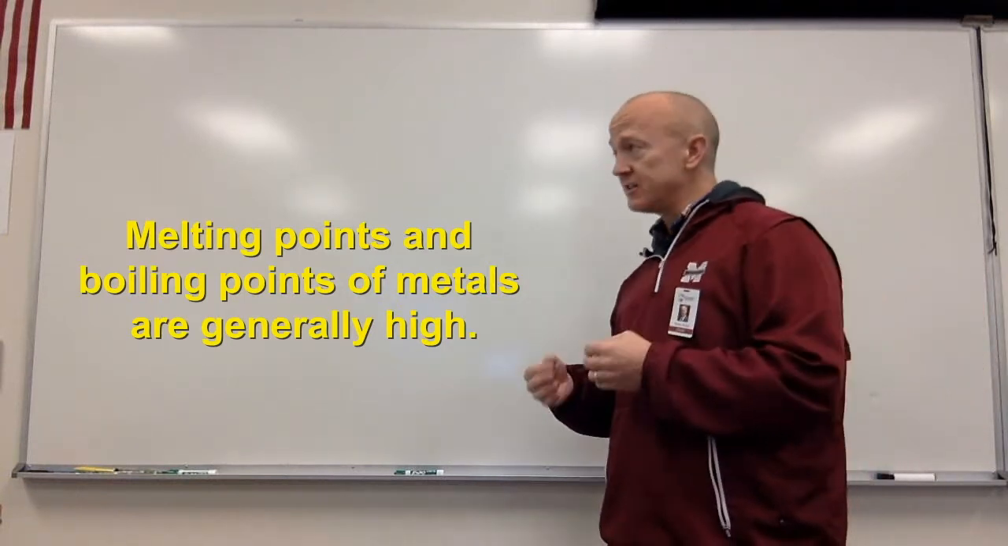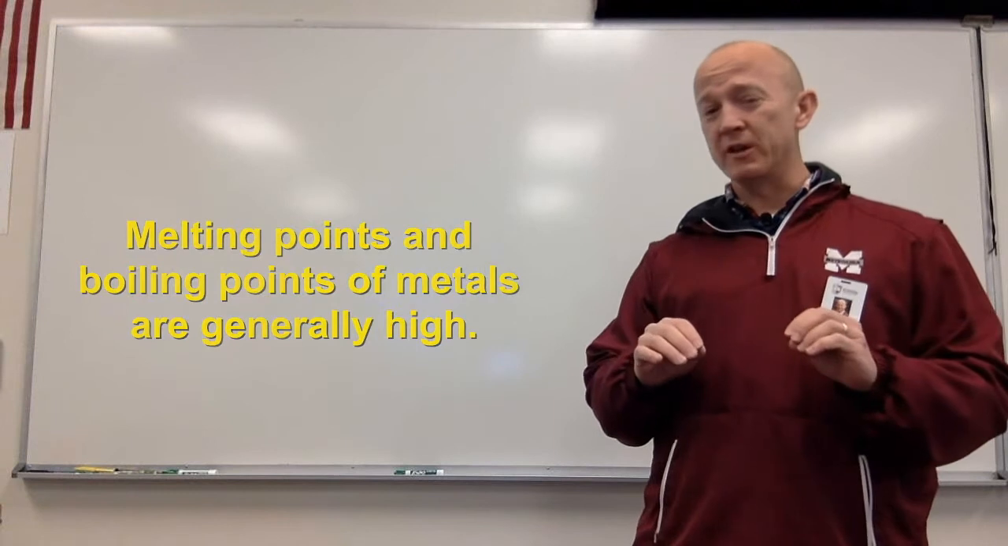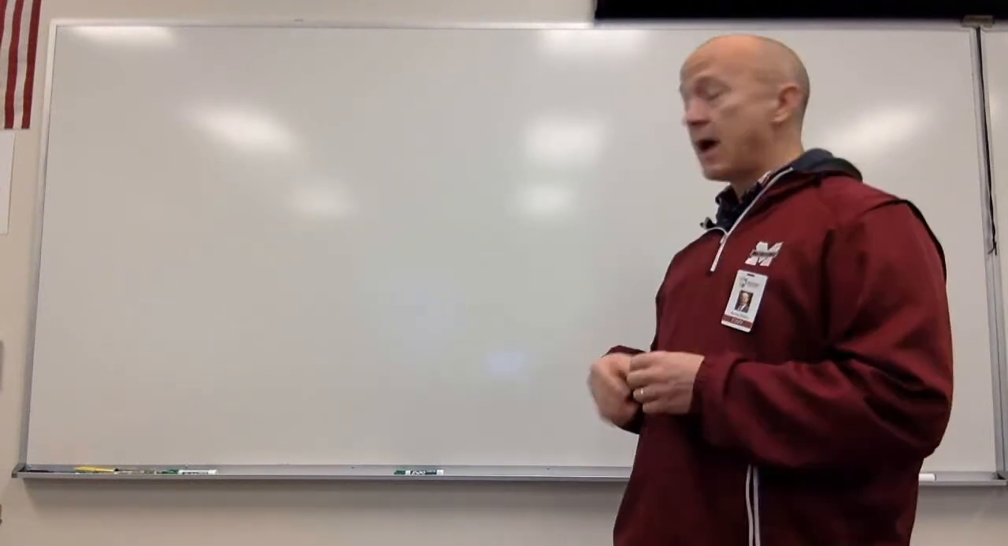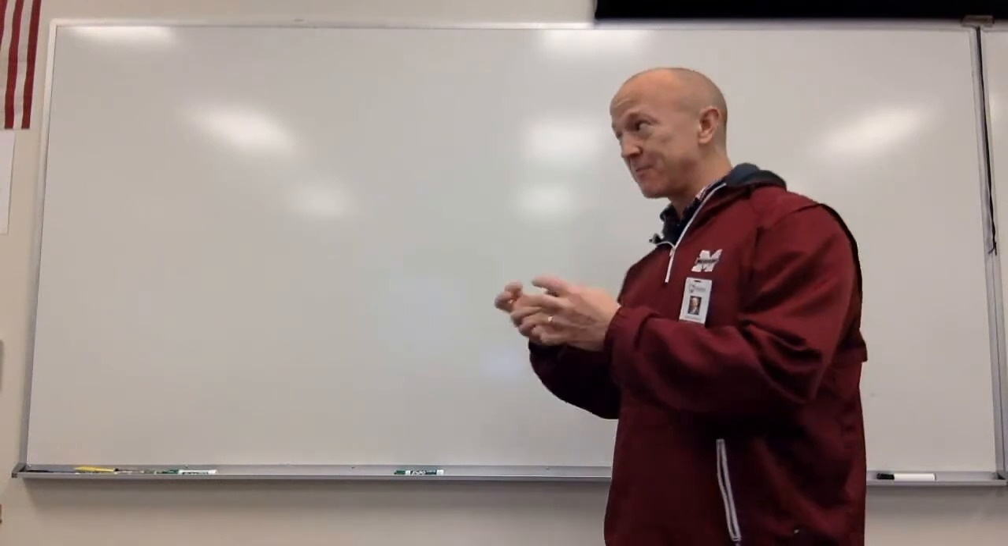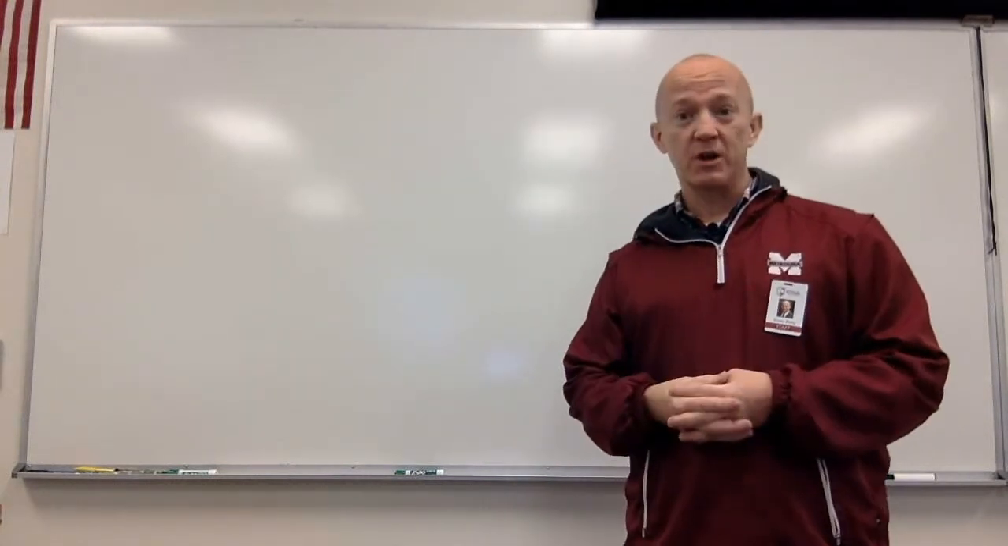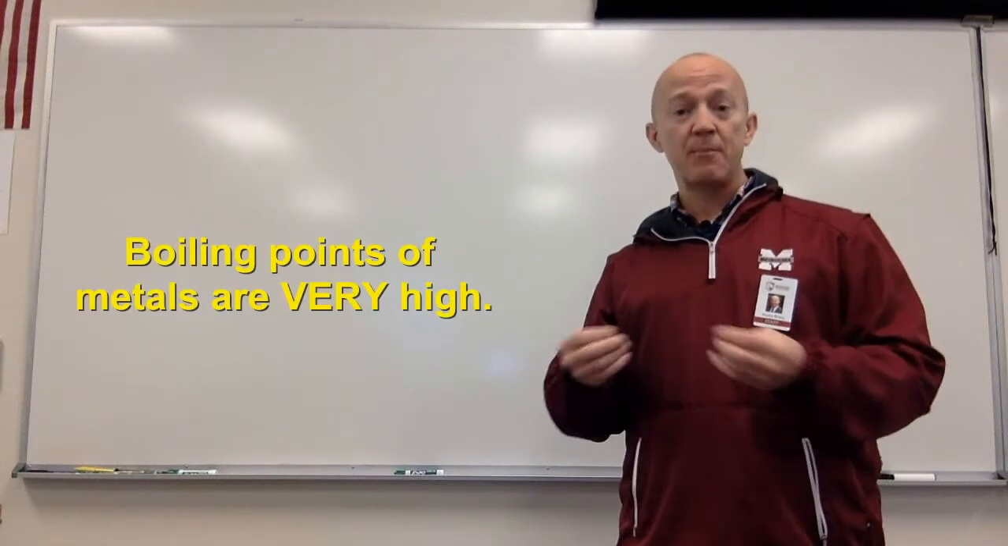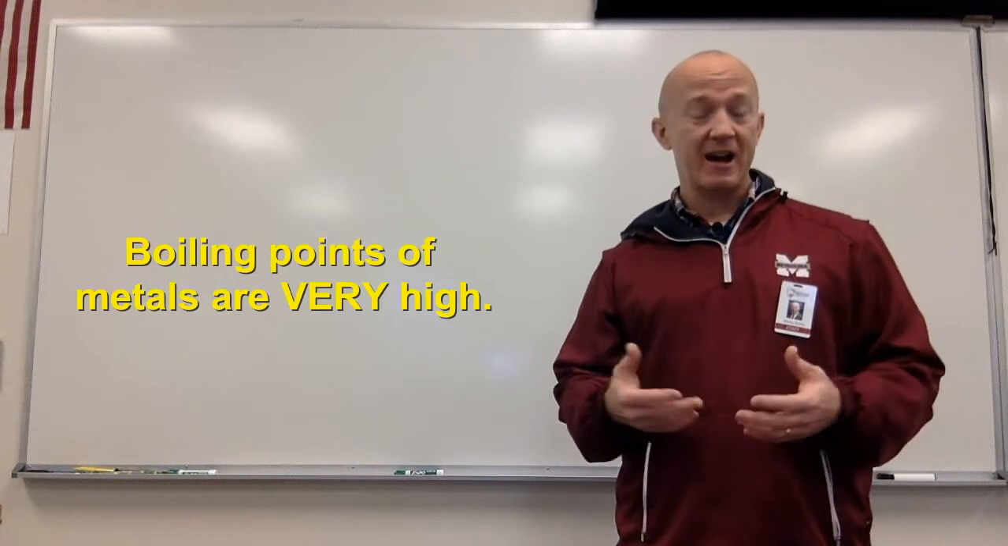Since those cations and electrons are somewhat mobile in the metal, the melting points aren't quite as extreme as the boiling points are. However, to make boiling occur, you have to separate atoms. So in a boiling situation, an enormous amount of energy has to be given in order for those atoms to be separated, translating to a very high boiling point.